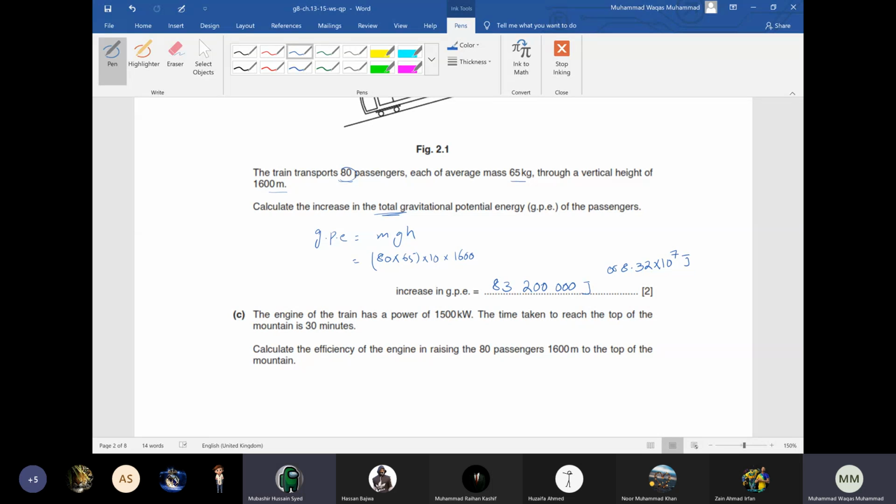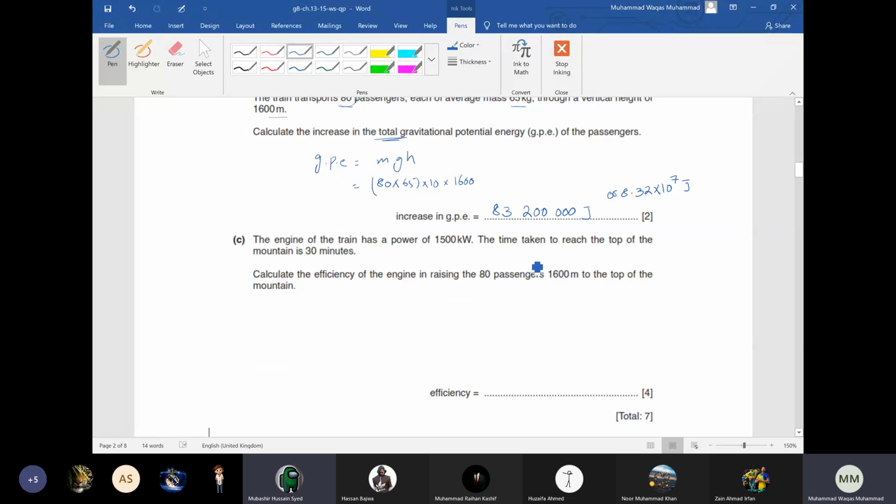Okay, beta. Next, the engine of the train has a power of 1500 kilowatt. The time taken to reach the top of the mountain is 30 minutes. Calculate the efficiency of the engine in raising 80 passengers to 1600 meter to the top of a mountain.